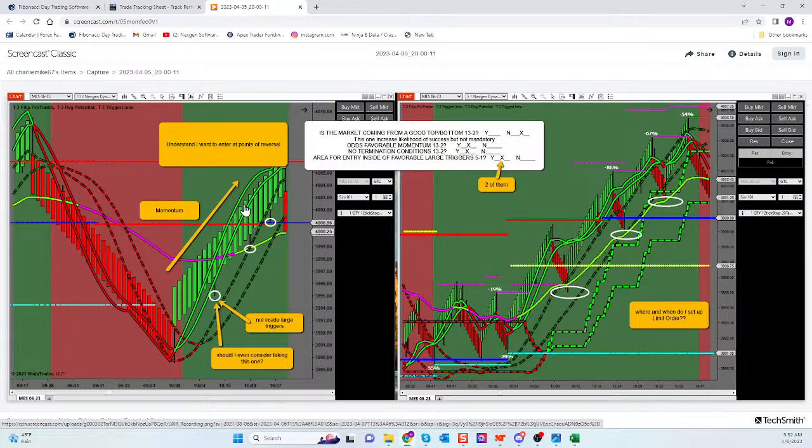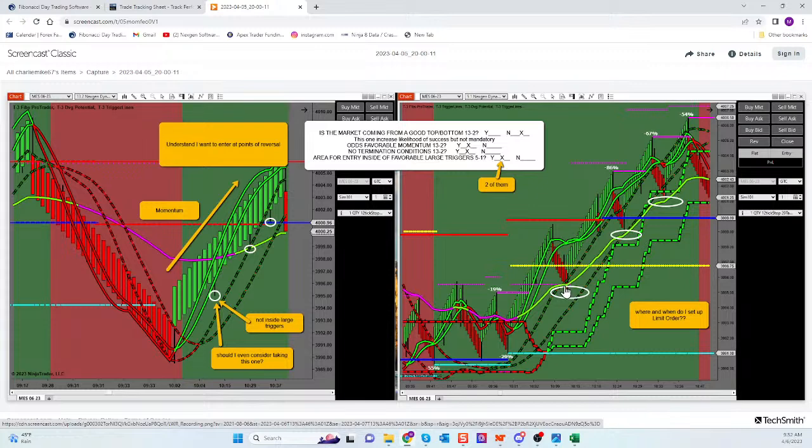You have a 50-50 trade, right? The large are below, but the smalls are above. I know, and that's what we're developing. So you're going to go back. Did this first circle pull back to an area of support inside of favorable large triggers? I feel like it did. Did it do it a second time? Absolutely. It even did it right here, didn't it?